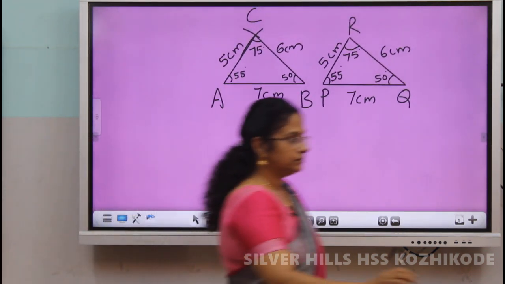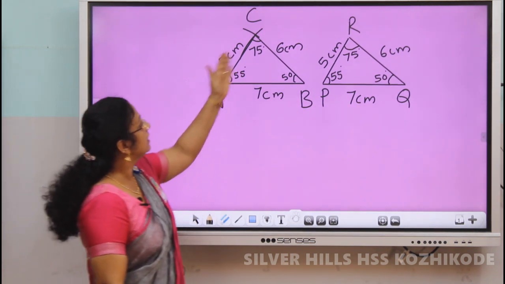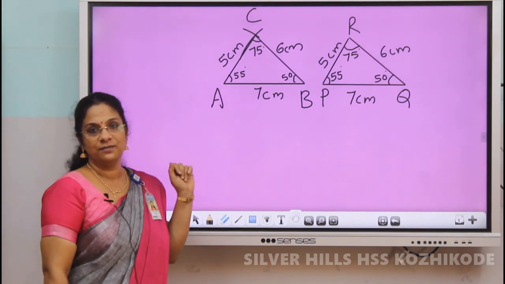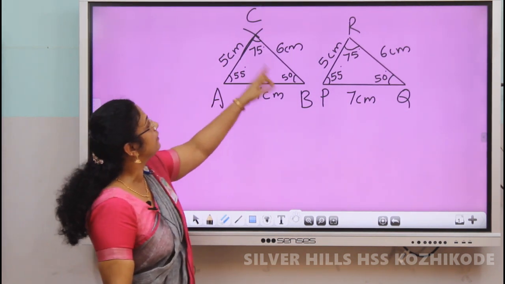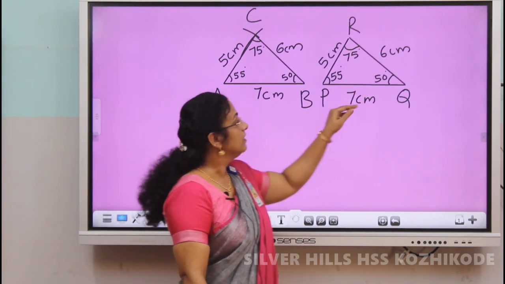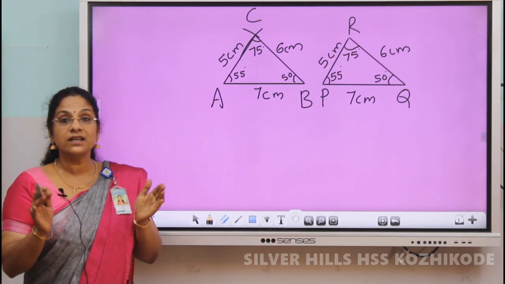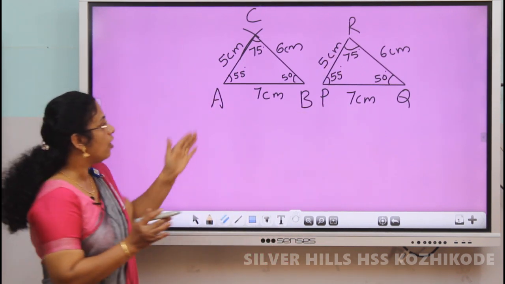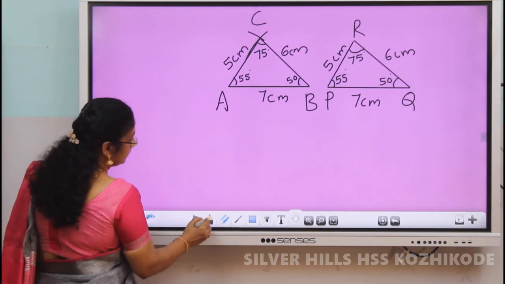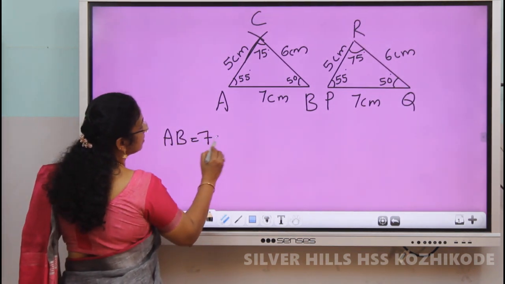See, two triangles are here on the board. Look at the board children. Triangle ABC with the sides 6, 7 and 5 centimeter. Angles are 55, 50 and 75. And one more triangle is there, PQR, the same sides 7, 6 and 5. Which is the longest side here? 7 centimeter, AB is the longest side, 7 centimeter.